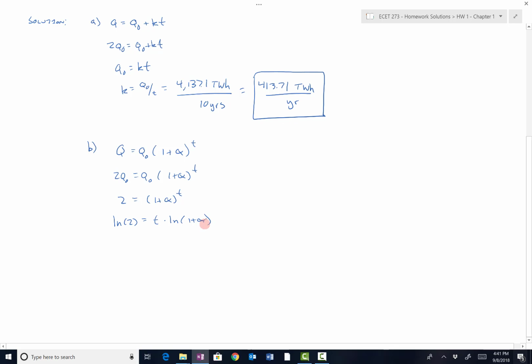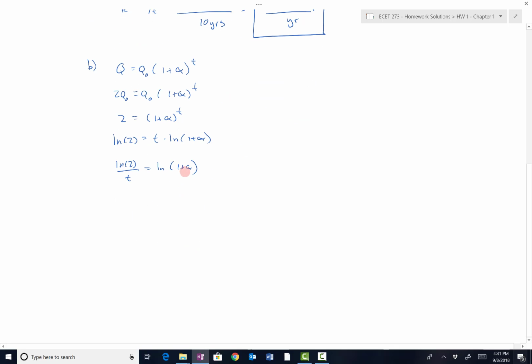So skipped a step there, but if you did the problem before this, you'd know what I'm doing. So now I want to get rid of this t, so it's the natural log of 2 over t is equal to the natural log of 1 plus alpha. Got a little bit of a math conundrum here. Alpha's inside a natural log, and that's what I'm trying to solve for. So if you remember, the natural number e undoes natural logs, so we need to take both sides, e to the whatever's on the right and the left side, so that's going to look like this, e raised to the power of the natural log of 2 divided by t, and then e to the natural log of 1 plus alpha.